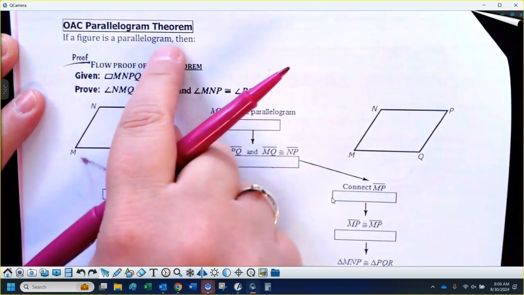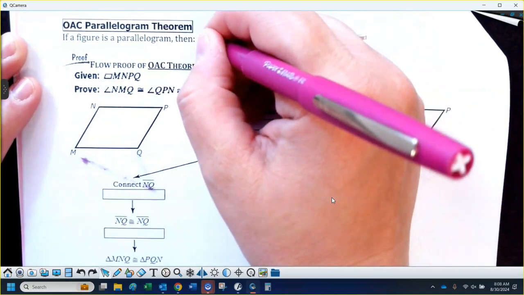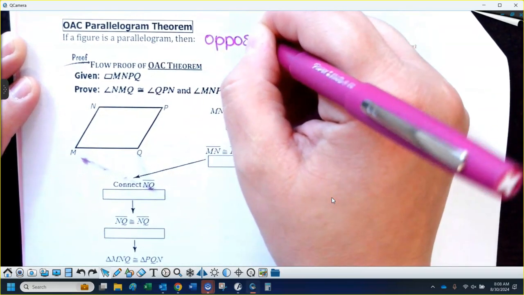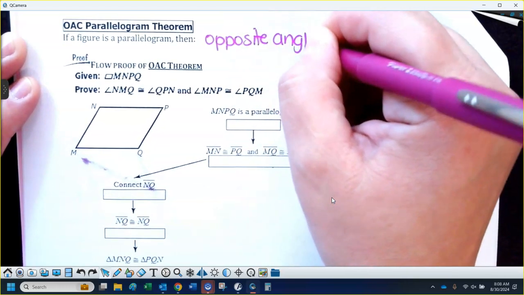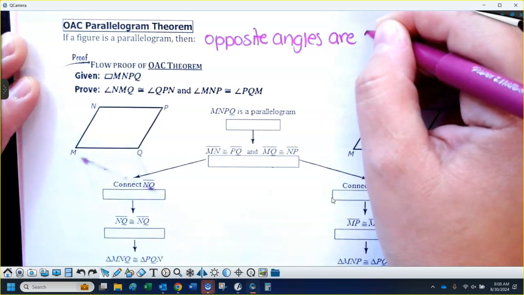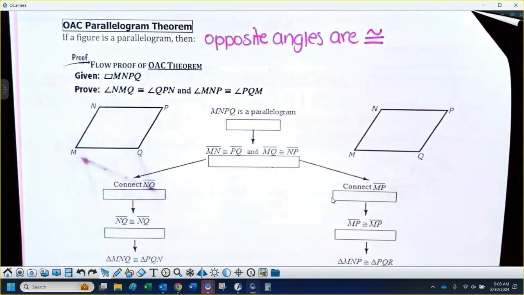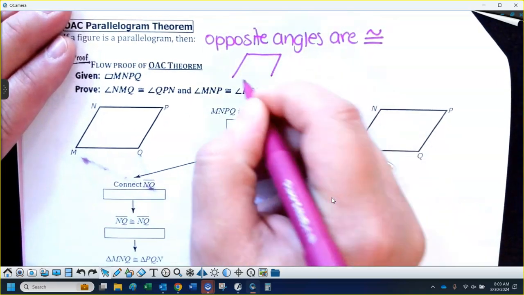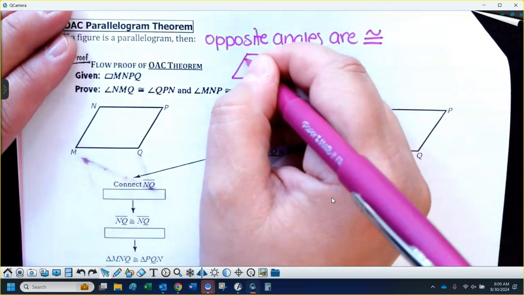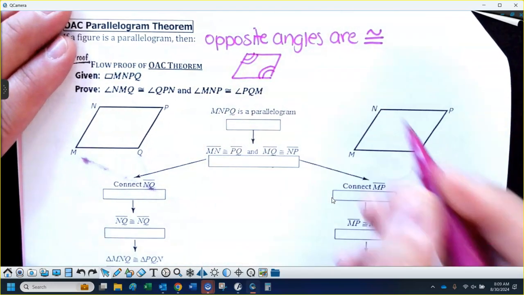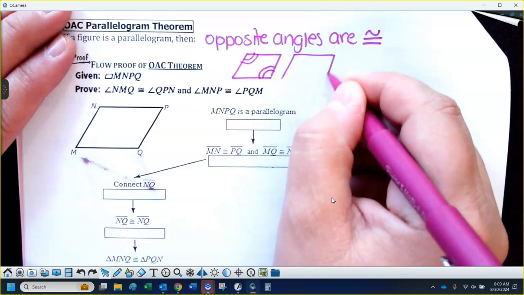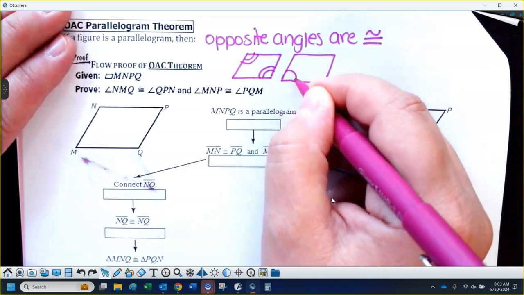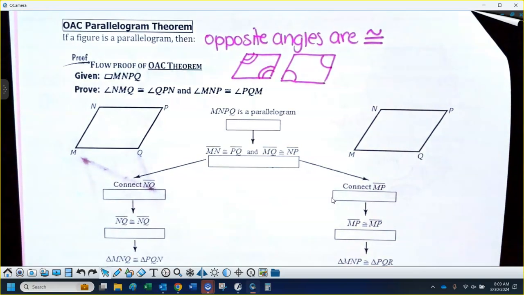It says if a figure is a parallelogram, then opposite angles are congruent. Now, if you have a parallelogram, you have two sets of those. So I'm just going to draw a little tiny picture for this. So opposite angles would be like this angle and this angle would be congruent. And I'm going to try to draw another parallelogram like this set. So you get two sets. The opposite angles are congruent in a parallelogram.